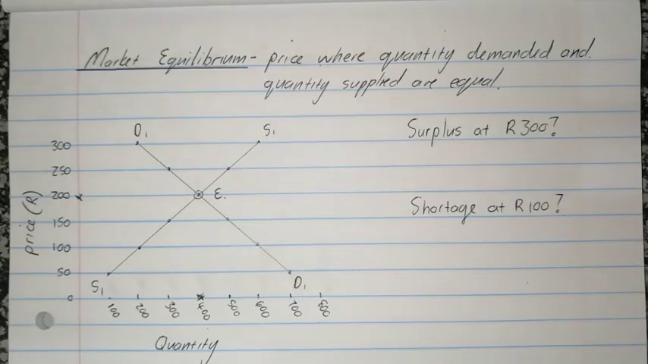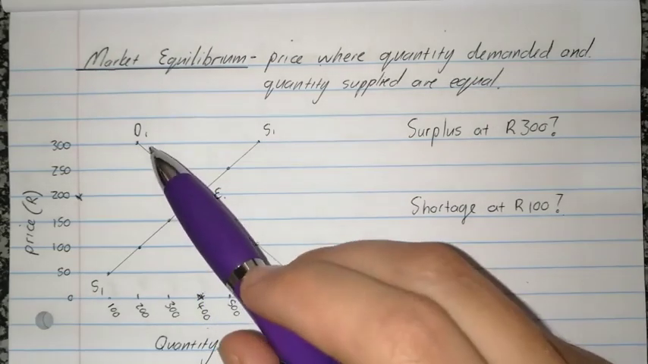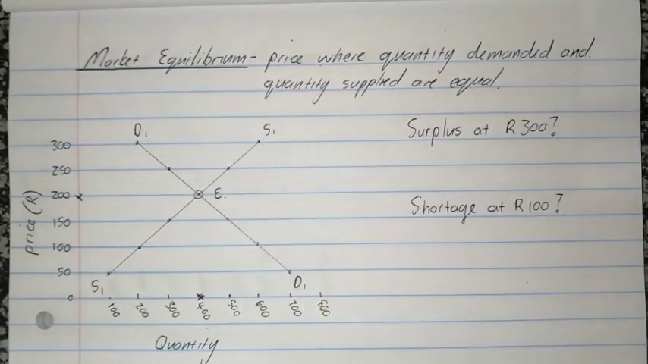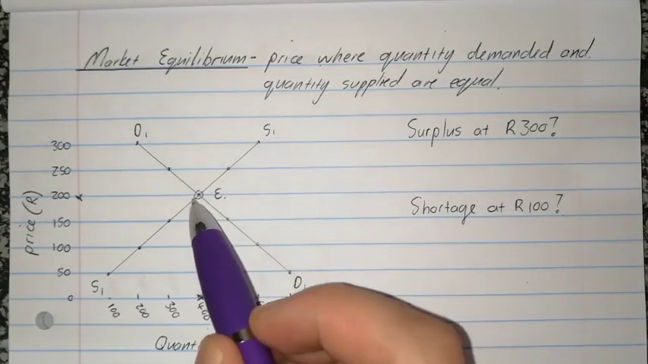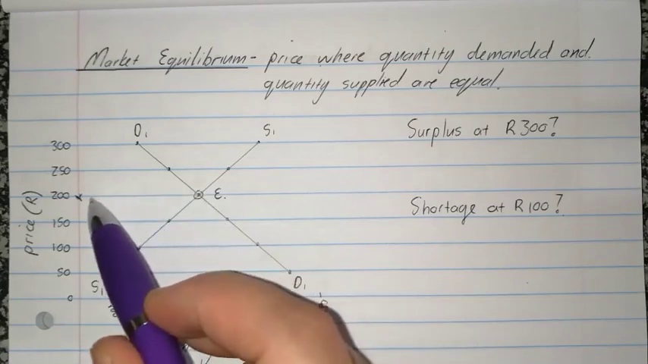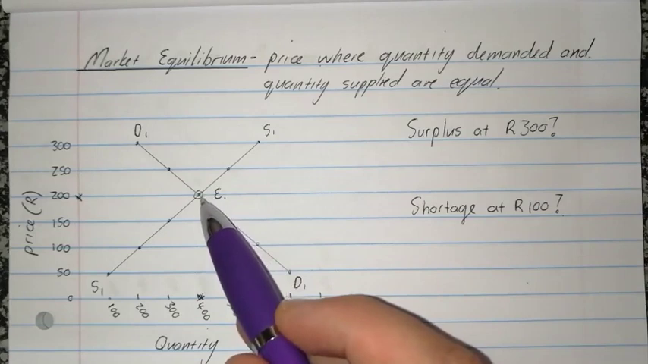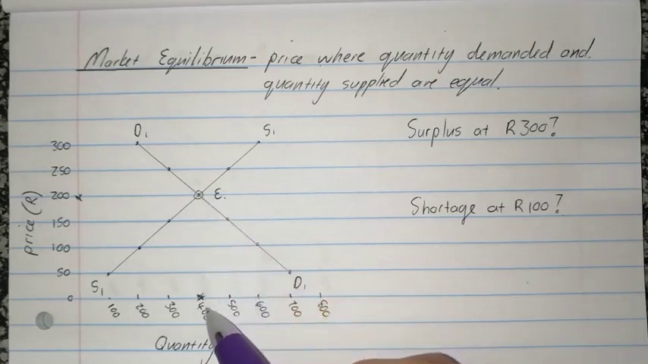Right, ladies, this is market equilibrium, the price where quantity demanded and quantity supplied are equal. Okay, so we are going to draw a demand curve and a supply curve on a graph, and where they cross is where market equilibrium will be. So we can see here where they cross, the market equilibrium price will be 200 Rand and the market equilibrium quantity will be 400 units.